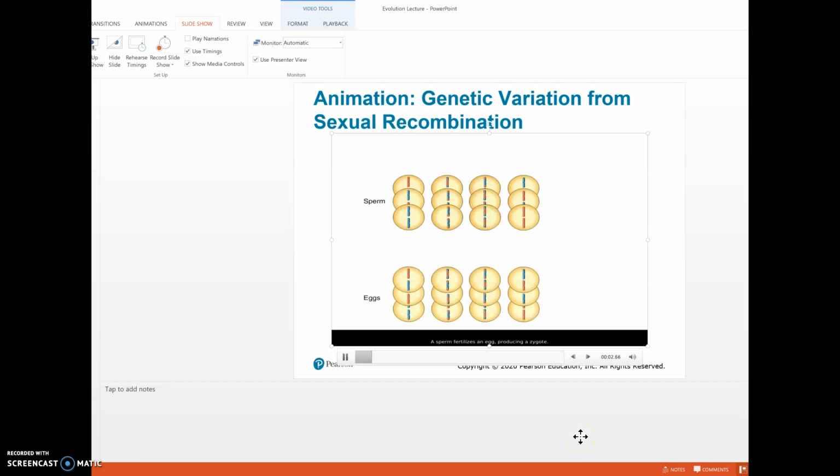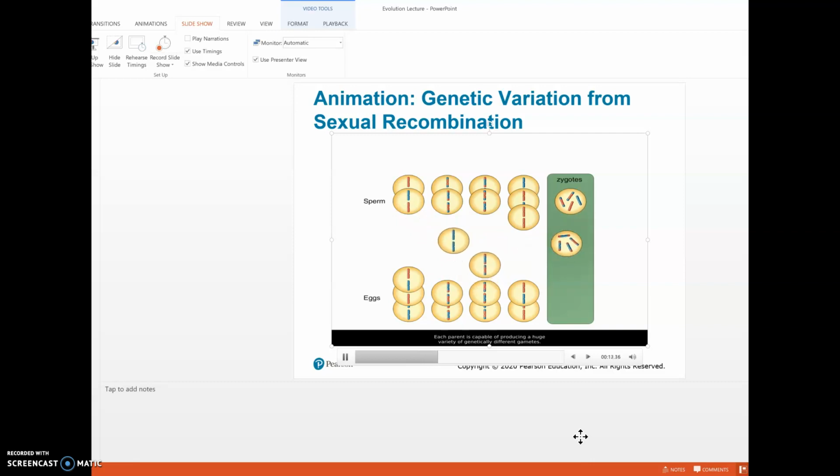All right, so a sperm fertilizes an egg, producing a zygote. The random nature of fertilization adds to the variation arising from meiosis. Each parent is capable of producing a huge variety of genetically different gametes. The number of possible combinations among their offspring is staggering. Theoretically, one human couple is capable of conceiving a number of genetically different offspring that's far greater than the number of humans who have ever lived.